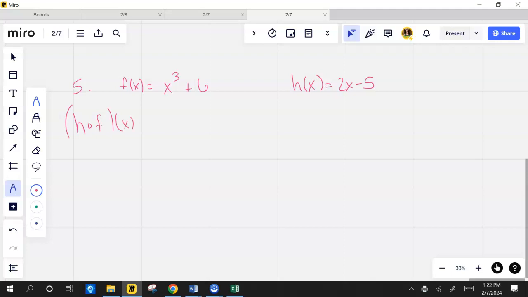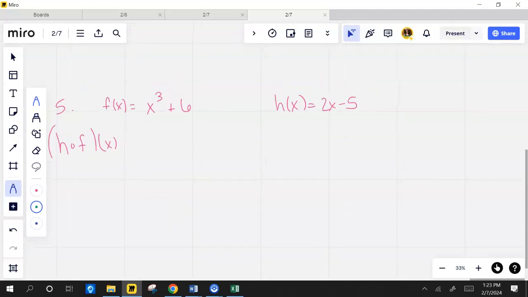H of F. All right, let's do our individual domains first, because we have to do the domain on this also, right? What's the domain here? It's a line. Come on, just guess. Negative infinity to infinity. If it's a line, a quadratic, a cubic, look at those parent graphs. These are all negative infinity to infinity.